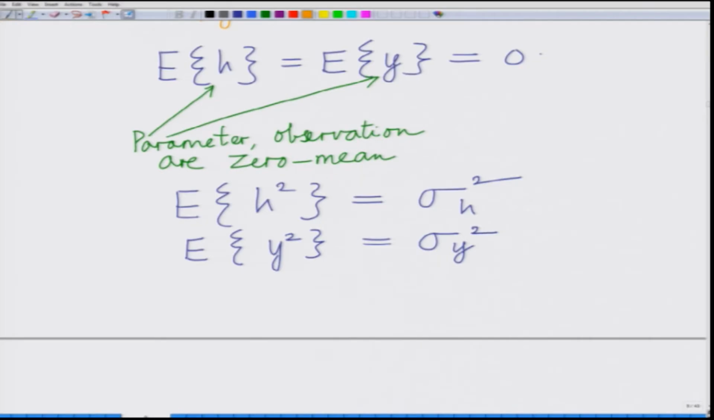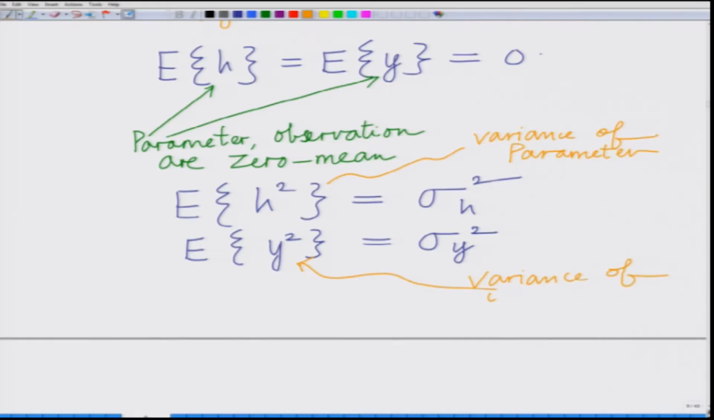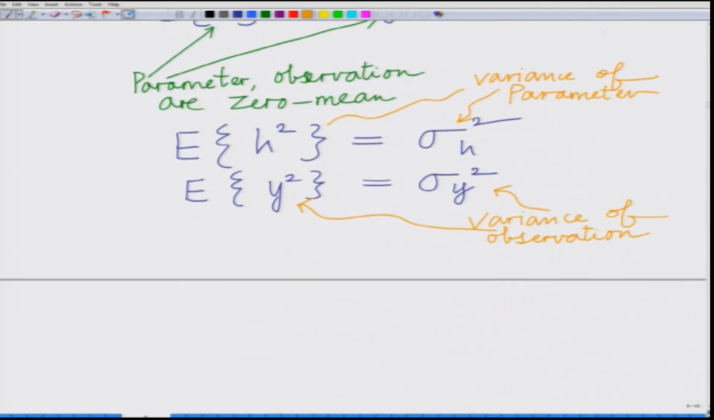So, let us write this down. This is the variance of the parameter, and this is the variance of the observation y.